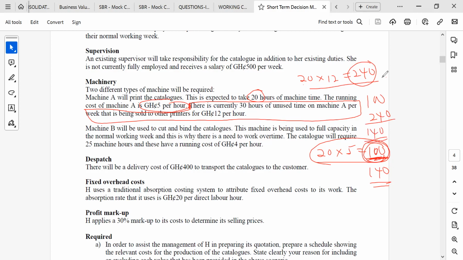If you are continuously selling, you'll be selling at 12. But if you go and rent, you'll be operating at 5. So if you decide to use it yourself, you are going to be saving 5 cedis out of this. So the loss will be only 7 cedis times the 20. That will give us 140. I hope we have gotten that side.